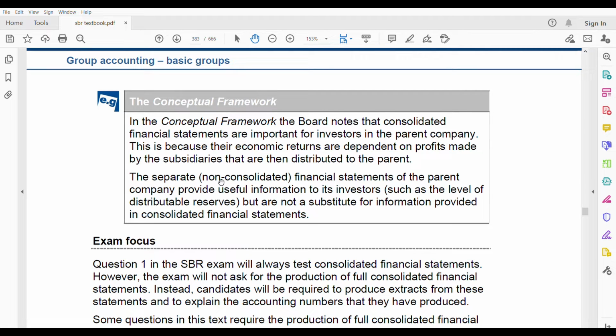It is useful up to an extent that it will give some level of distributable reserves, you will know. Okay, but they are not a substitute for information provided in the consolidated financial statements. They cannot be a substitute. You cannot say, okay, it's useful to provide two separate statements, therefore I should go for that. No, you cannot say it's a substitute for consolidated. You still need to consolidate. The benefits of consolidated financial statements always override the separate financial statements.